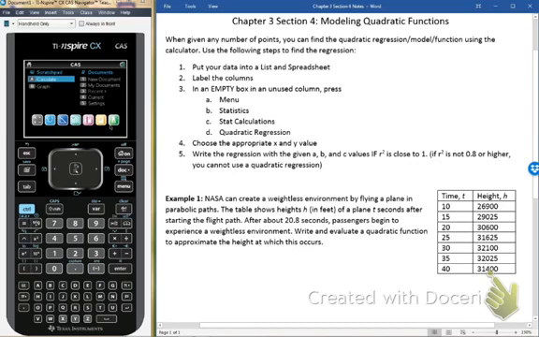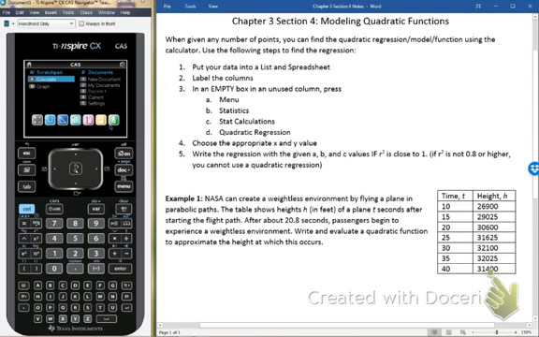If you look in step 5, it says write the regression with a given a, b, and c values if r squared is close to 1. Last time when we were doing linear regressions, we looked at the r value. And if you remember, that's called the correlation coefficient. The correlation coefficient has to be close to 1 to actually represent that type of data. Now we're talking about the r squared value because it's a quadratic regression, and that has to be close to 1, which means it has to be 0.8 or higher, or you cannot use a quadratic regression.